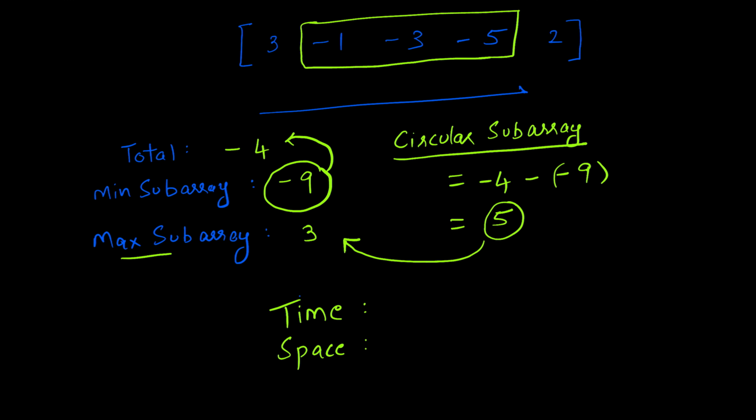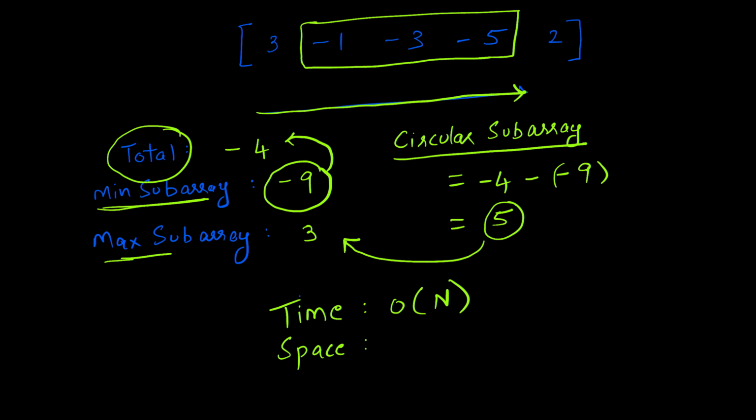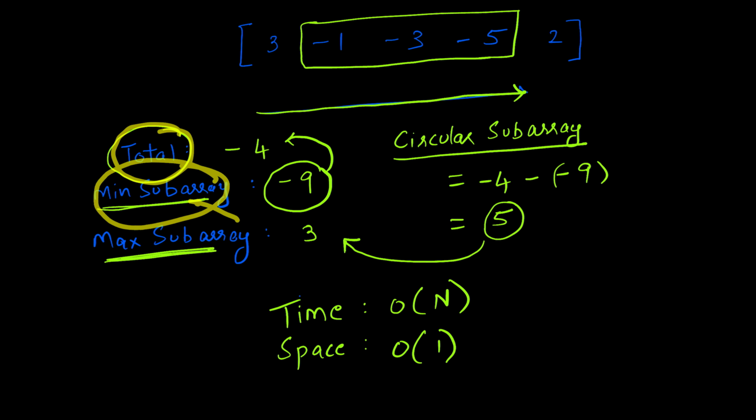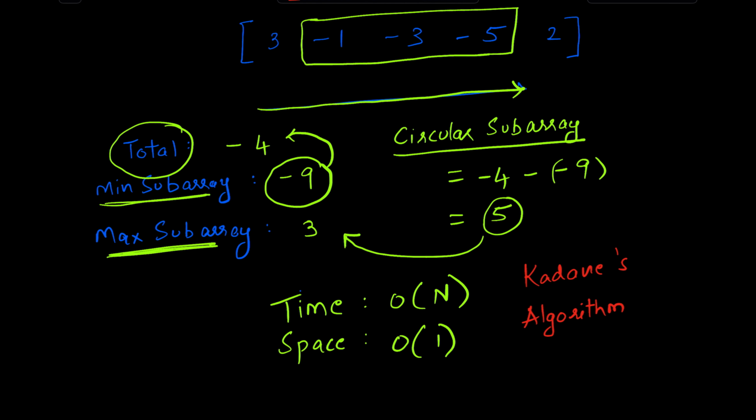With this solution, our time complexity is O of n, as we are only running one iteration through the entire array to calculate the total, minimum subarray and the maximum subarray. The space complexity is O of 1, that is constant space, as we are only using these variables to record the values and then using a formula to calculate the circular subarray and return the output. I hope you are able to understand how we tweaked Kadane's algorithm to solve our problem. Let me show you how we can implement this using Java.